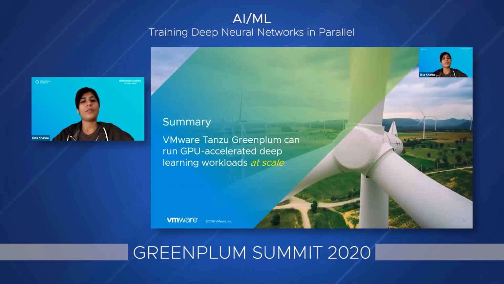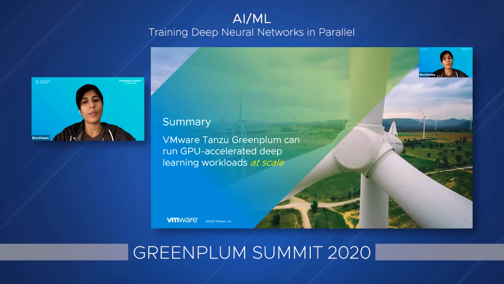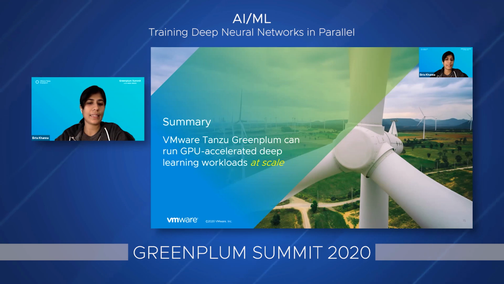So to summarize, I would say training deep learning neural networks is all about scale, and VMware Tanzu Greenplum can run GPU accelerated deep learning workloads at scale.